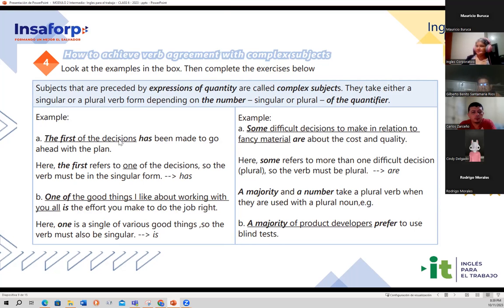Okay, do you have questions about this? Any questions that you may have? Teacher, excuse me, may I repeat the last explanation? Okay. When you spoke about the last sentence, yes, prefer. Of product developers. Okay, estamos hablando de que esto es plural. Por eso, porque es plural, no le vamos a agregar S al verbo. Si fuera singular, sí, le agregaríamos S porque sería tercera persona. Pero es plural. Por eso prefer va sin S. Okay.